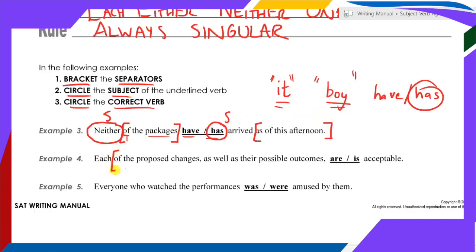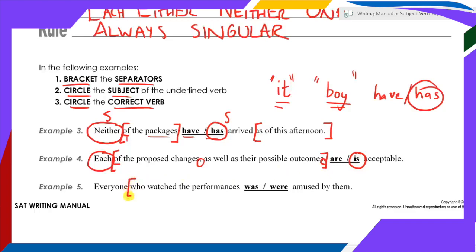Example 4: of the proposed changes as well as their possible outcomes. This is all separator. We've got a preposition there, and we've got a phrase between commas there. So our subject is obviously each. Each is singular. For a singular subject, we would say each is acceptable.